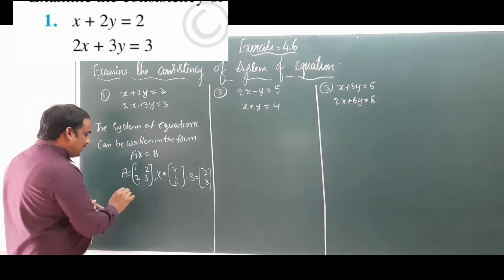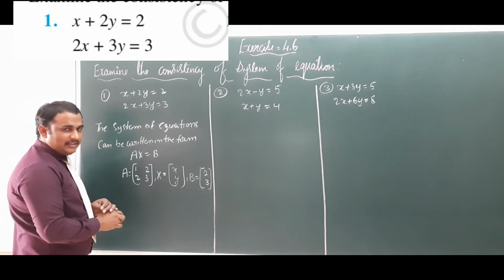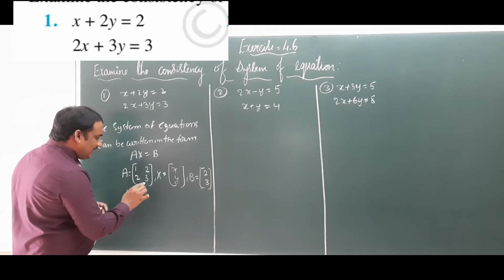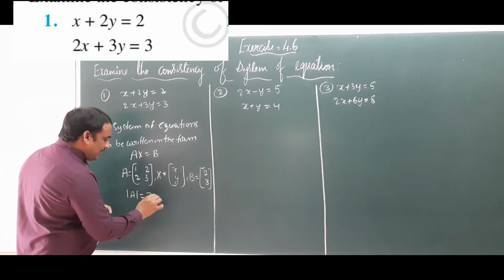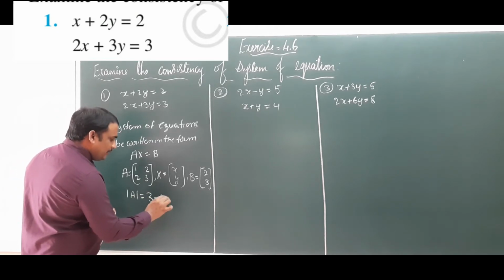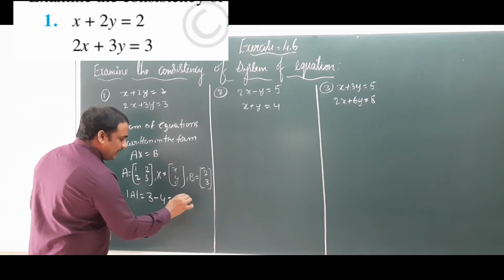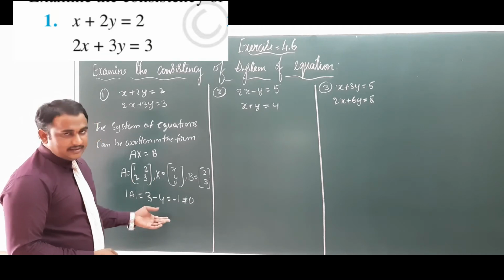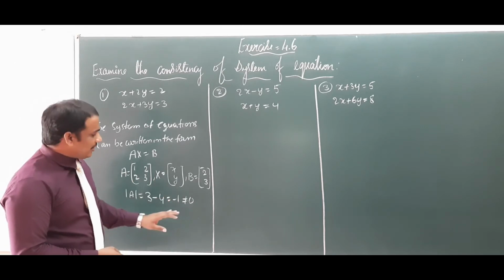First you find the det A value, to check singular matrix or non-singular matrix. Det A, what is det A? 3 into 1, 3 minus 2 into 2, 4, that is 3 minus 4, equal to minus 1, not equal to 0. Clear? Hence consistent and unique solution, that is the right solution.